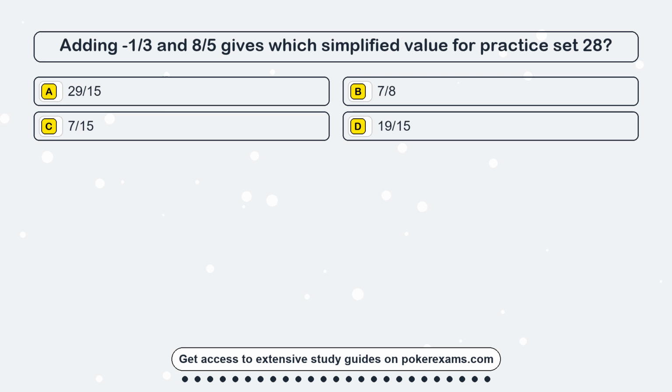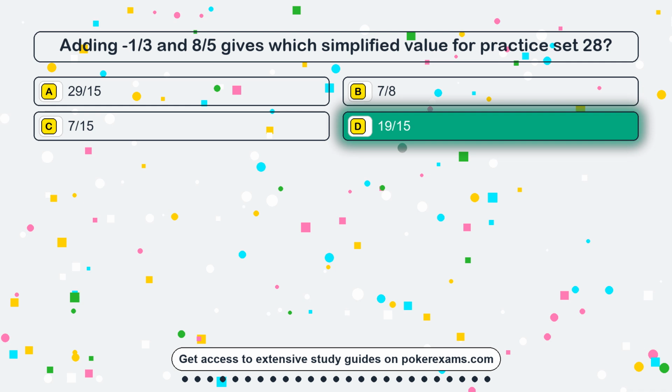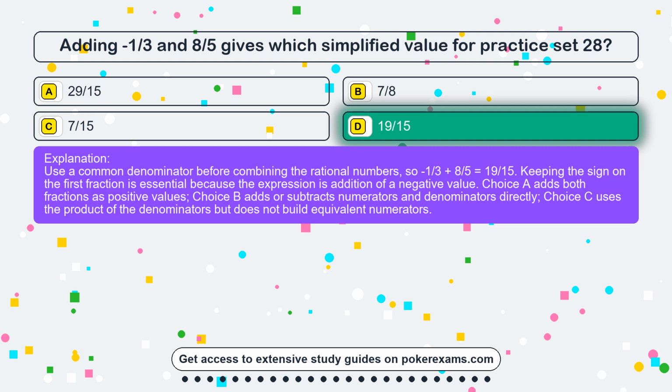Question 1. Adding -1/3 and 8/5 gives which simplified value for practice set 28? Option A 29/15. Option B 7/8. Option C 7/15. Option D 19/15. The correct answer is option D, 19/15. Use a common denominator before combining the rational numbers, so -1/3 plus 8/5 equals 19/15.